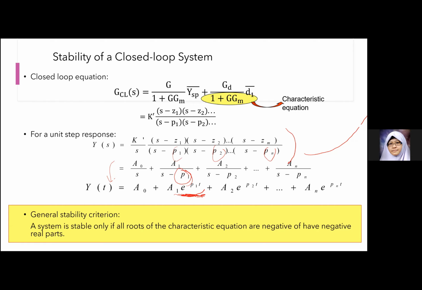Okay, so that is why the pole must be negative. If it is positive... Yeah, if you have a pole that is negative, so this is a negative exponent. If it's an exponent to the negative, then this is the contribution of that negative pole. The contribution of a positive pole will be in this manner. So it will finally drive everything up.